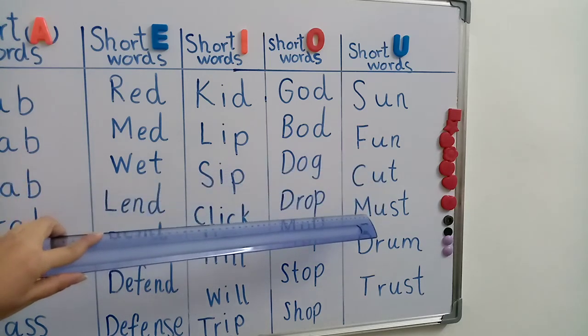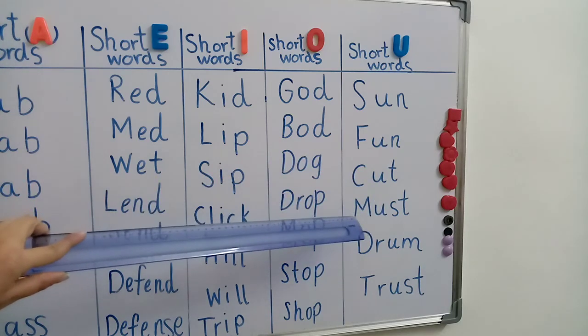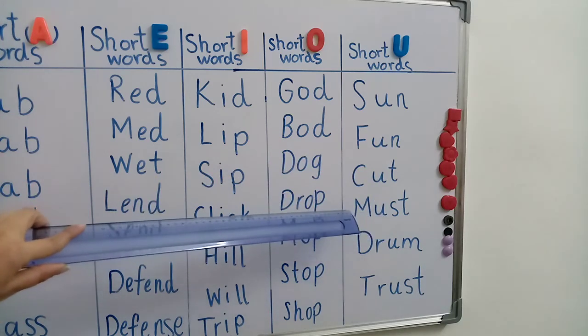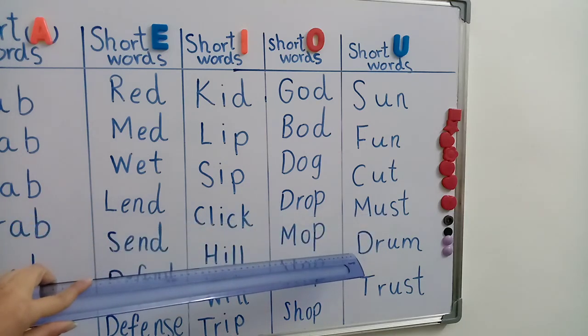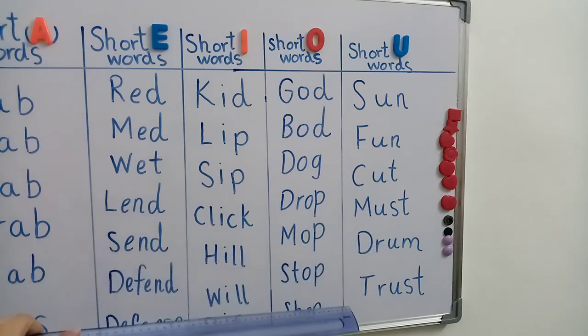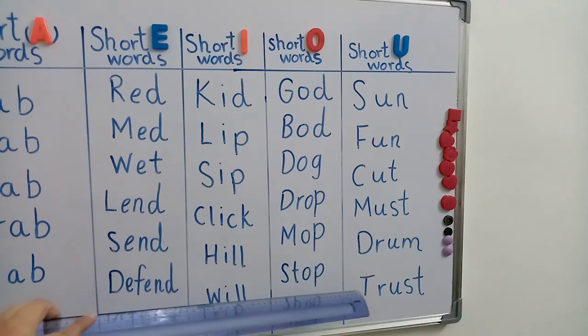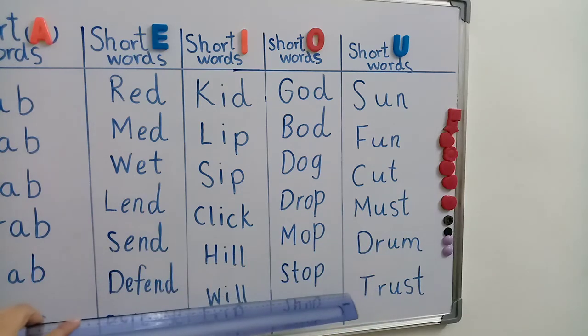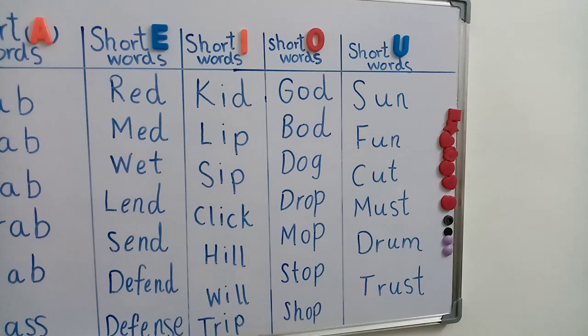Okay. M and U, mu, must, must. Okay. Dr and U, dru, drum, drum. And the last word, tr and U, trust, trust. Look how vowels actually help us read so many words in English, so many words. So vowels are so helpful to teach kids how to read fluently, how to read correctly.